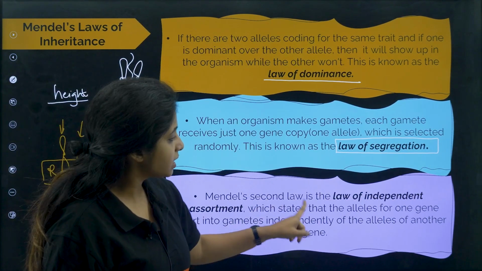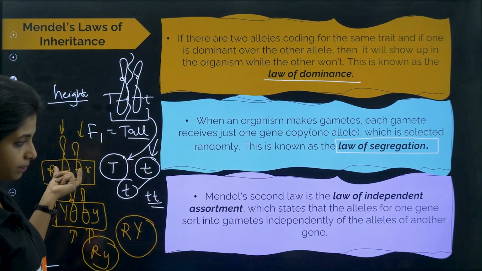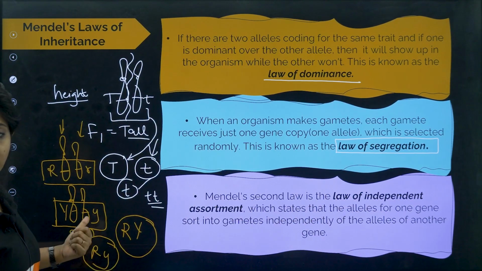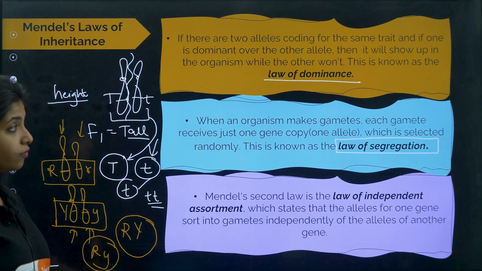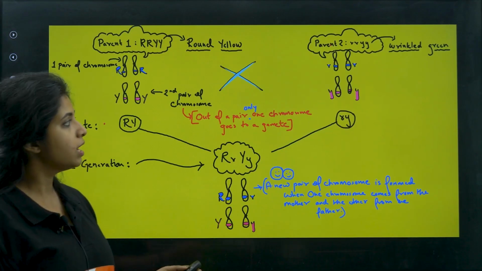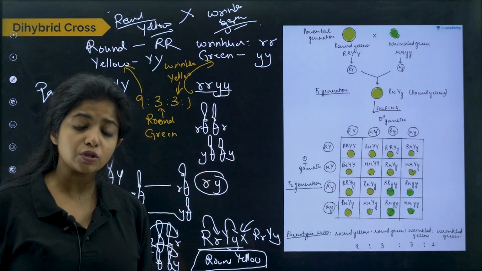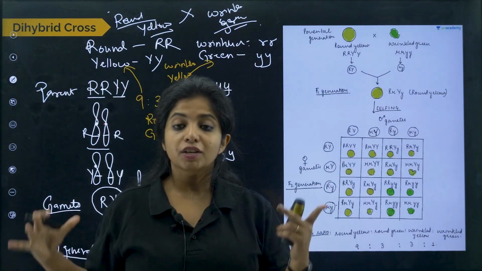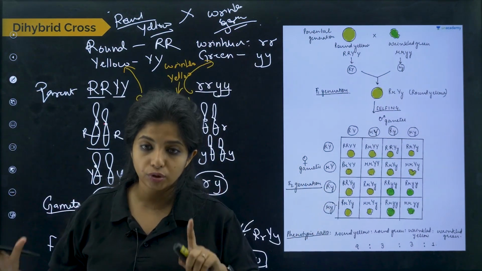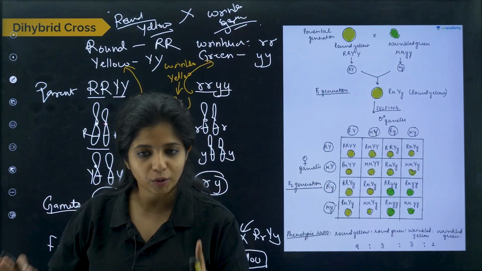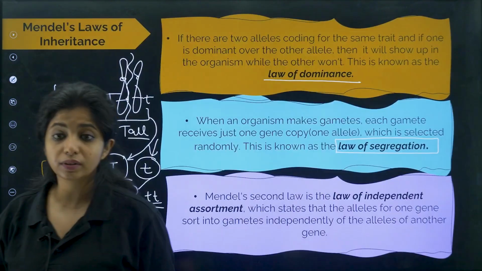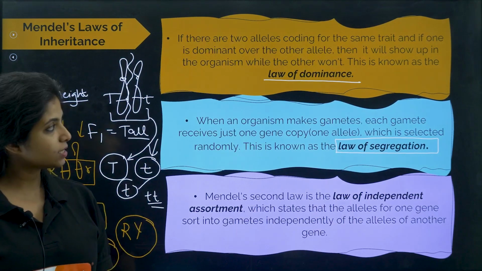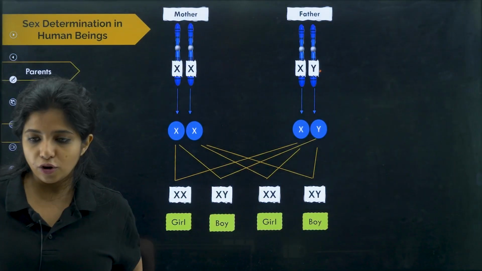Once more we will read it. It says that alleles for one gene sort into gametes independent of the alleles for another gene. This is known as law of independent assortment, and every time a question comes, that is, they give you the scenario and ask what law is being shown over here, this is the law of independent assortment. So in dihybrid cross, you always associate with law of independent assortment. So these were the 3 laws given by Mendel. With this, we are completing the crosses also.